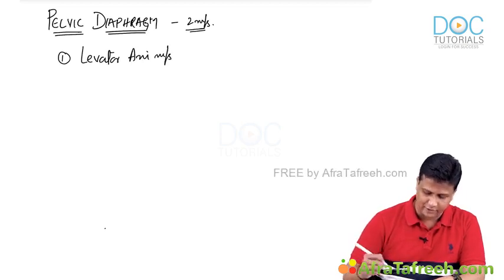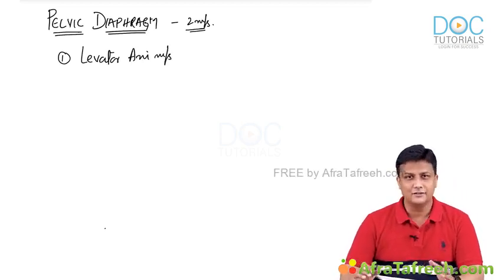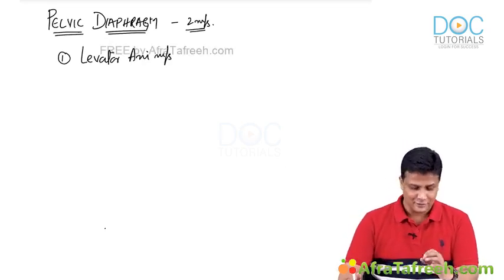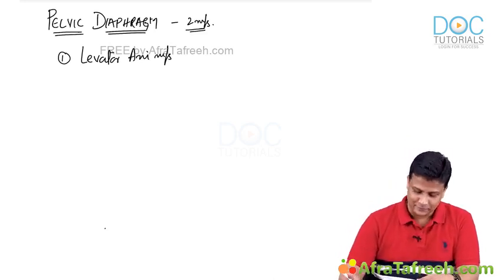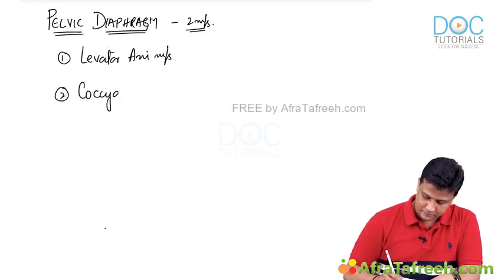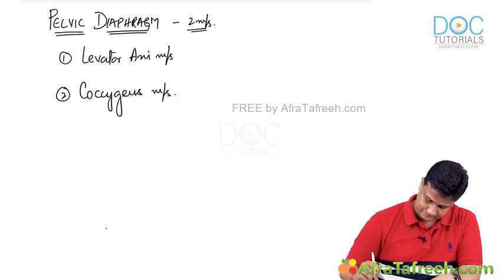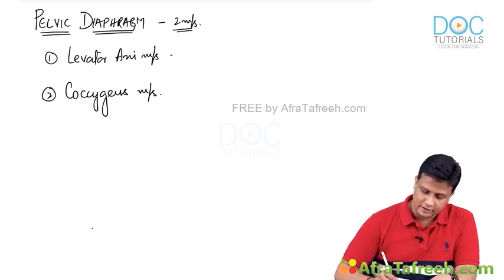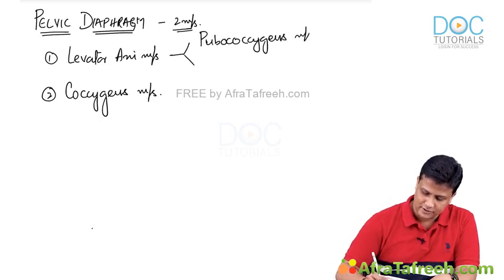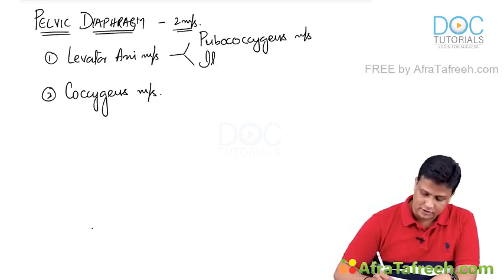Number one, it will be made up of the levator ani muscle. I think you have heard about this a lot in obs gynae. It's used interchangeably: some people specifically call it the pelvic diaphragm or sometimes the levator ani. So the pelvic diaphragm is almost similar to the levator ani only. Number one, it is made up of levator ani, and number two, it is made up of coccygeus muscle. Now this levator ani muscle is in turn made up of two more muscles: one is the pubococcygeus muscle and another one is the iliococcygeus muscle.